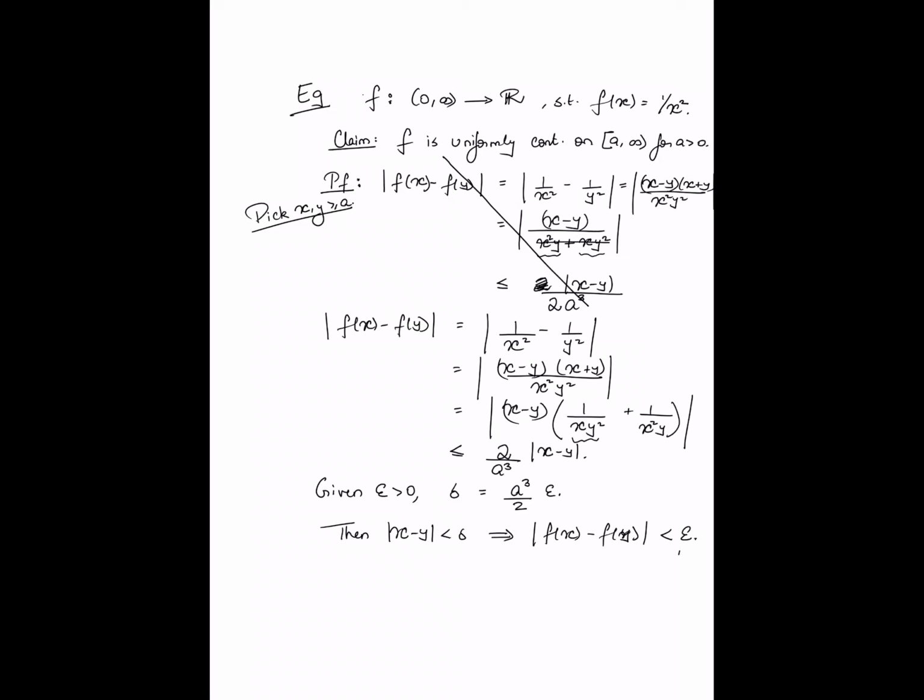So that completes the argument that indeed this function f, 1 by x square, is in fact uniformly continuous over sets of this form, okay, a to infinity. So in particular, if I take a to be 1, it means that on the interval 1 to infinity, 1 included, f is uniformly continuous.